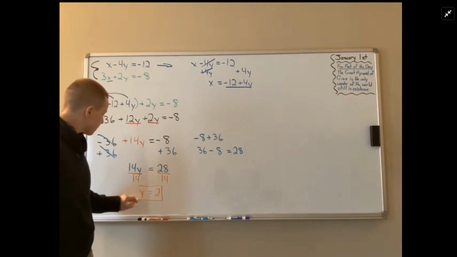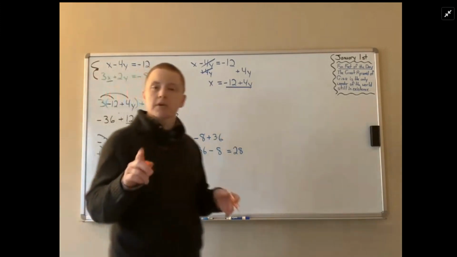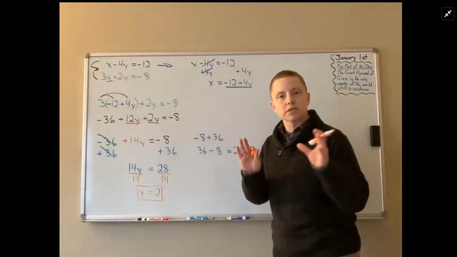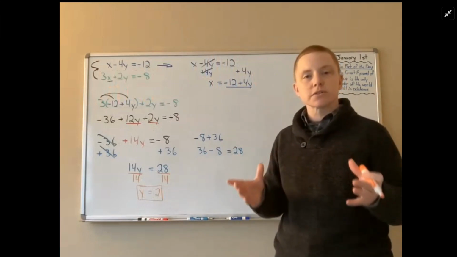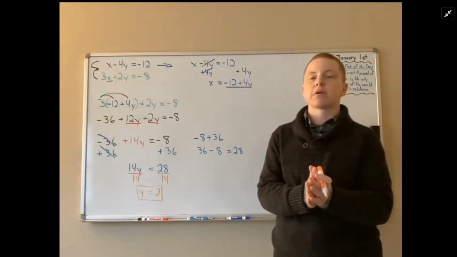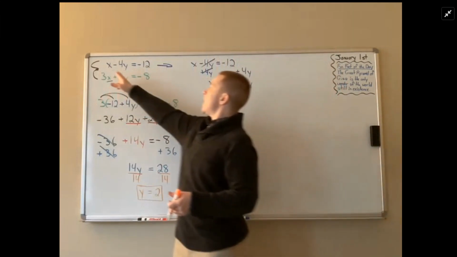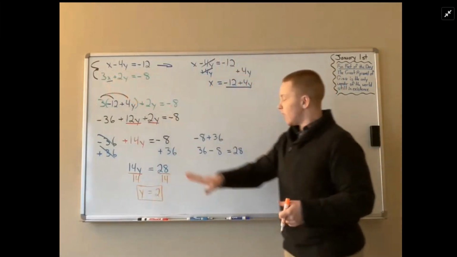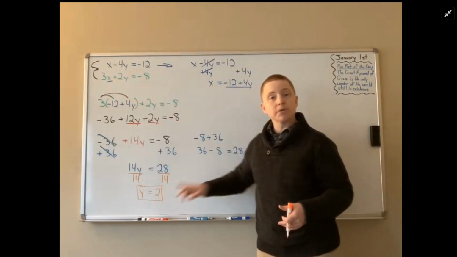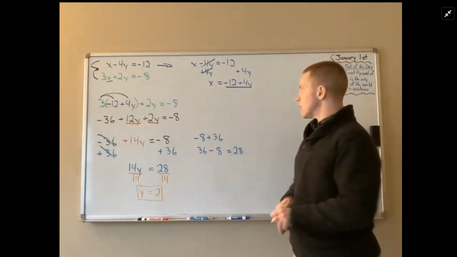Nice friendly number. Now, remember, we're not done because the question says find the solution to the system. A solution to the system means that you need to have a value for all of your variables involved, okay? So we have an x and a y in our system. Now, we have a value for y, but we still need to figure out what x is, all right?